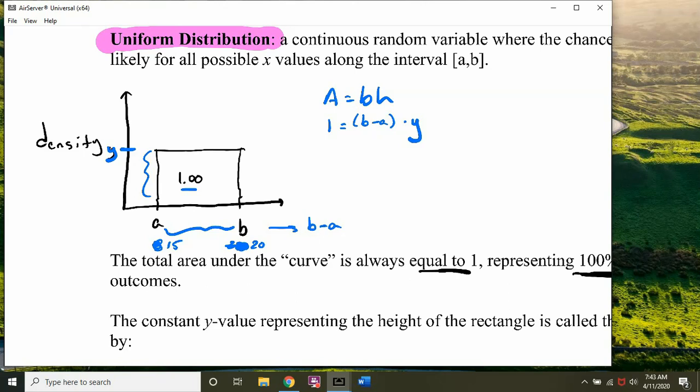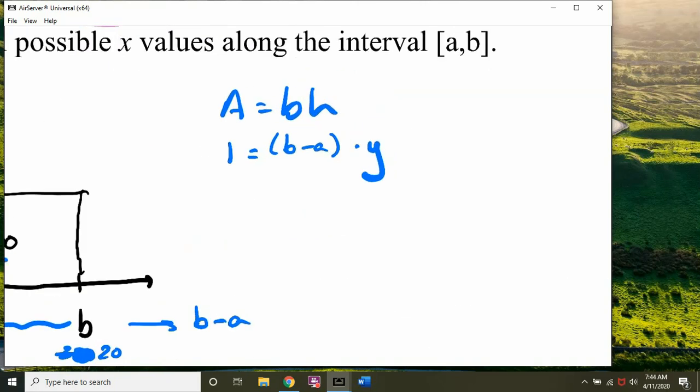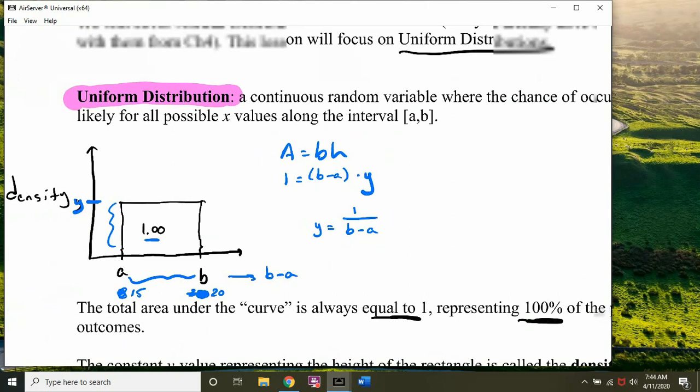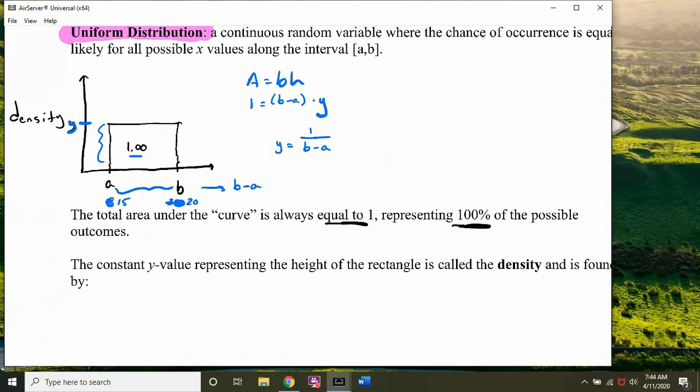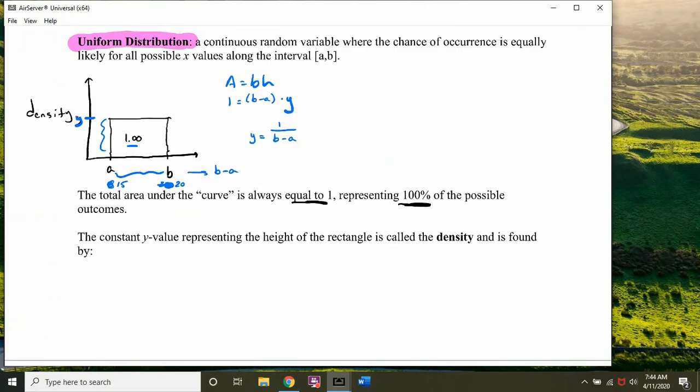So in any event, the area is 1. The length of the base of the rectangle is B minus A, and the height of the rectangle is Y. So we get this little equation, and if we want to solve for Y, I'll just divide by B minus A. This gives us that density, that Y value on the graph. So the constant Y value representing the height of the rectangle is called the density, and it is found by Y equals 1 over B minus A.